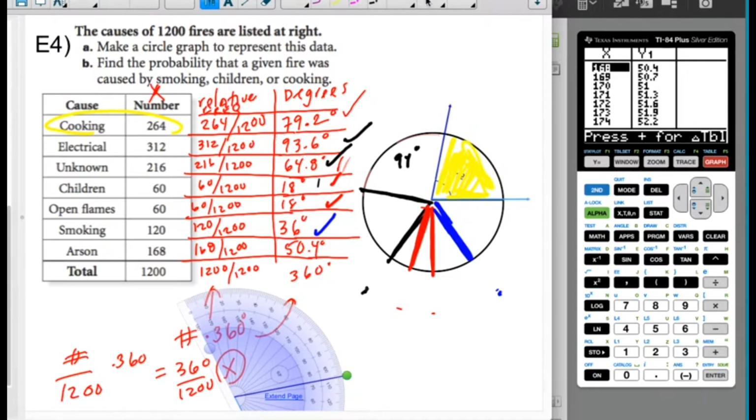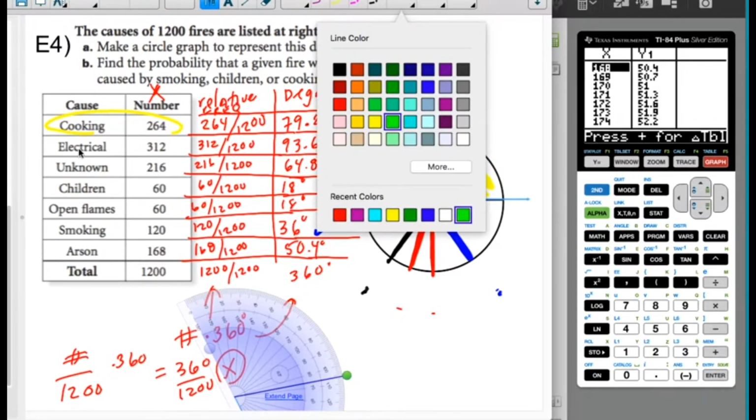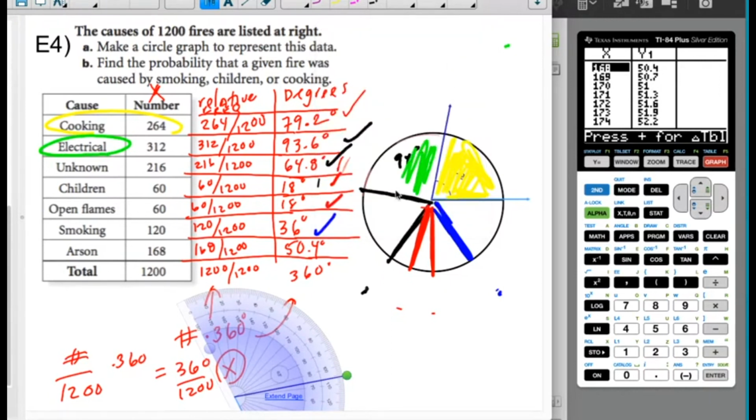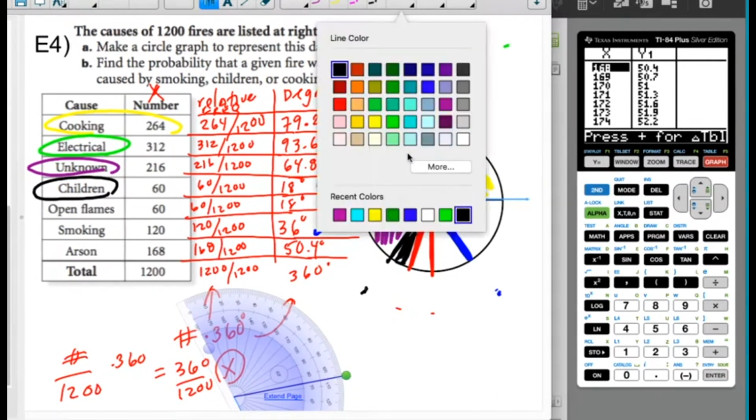And then you'll say something like, hey, here's neon green for electrical, right? And then this will be your neon green, right? And that's how you'd make your circle graph. I'm just way too lazy to do this. So you might say something like, unknown is purple. That's really vague and makes me nervous that many house fires are caused by unknown things. And then maybe you'll say something like, children can be this little section right here. That's a surprisingly small number given how dangerous children can be.